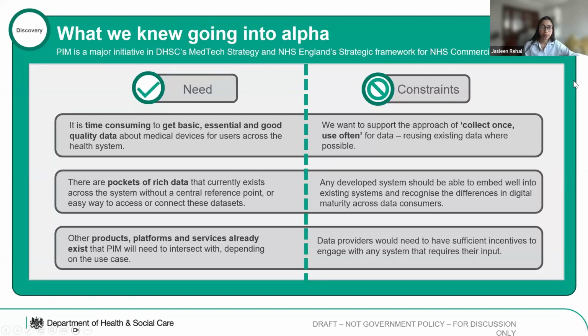Before we started our alpha, we did an in-house discovery, which involved speaking to organizations across the health system. From this, we found that there was a clear need for a central data repository. Through our engagement, we better understood that there's currently a pain point around obtaining essential and good quality information. There are pockets of useful data that currently exist and continue to emerge, but it's not being stored centrally and made available to all of those who benefit from accessing it.